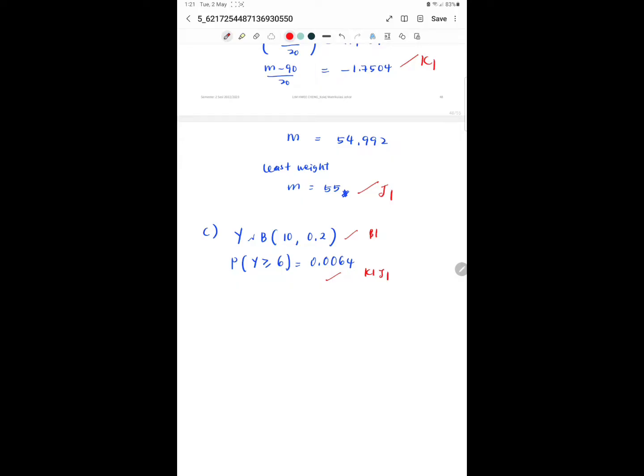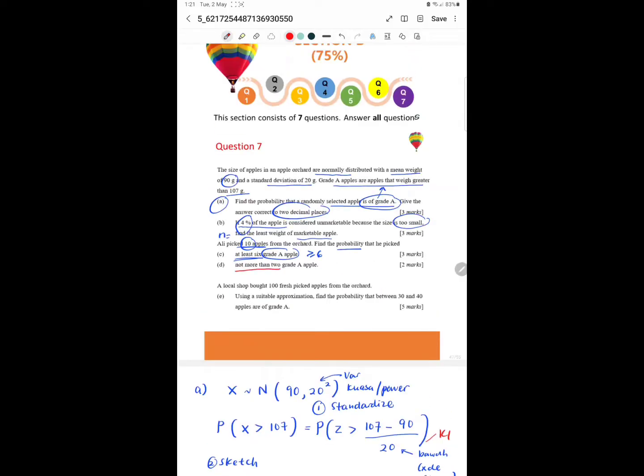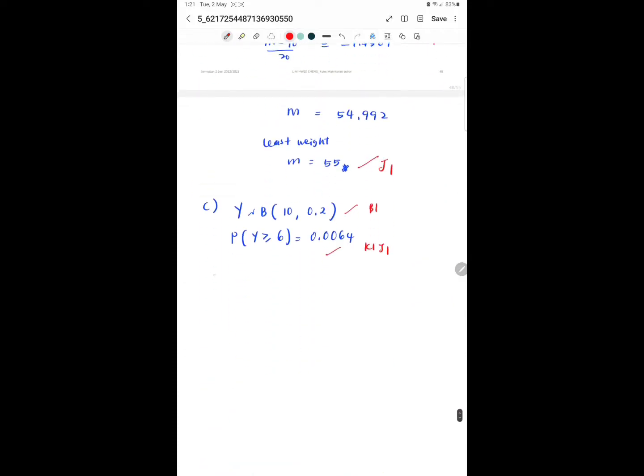Okay, next question: not more than 2. If it's not more than 2, we write less than or equal to 2, because we cannot have more than 2. We cannot refer to the table directly, so we use 1 minus Y more than or equal to 3. Only then can we refer to the table for binomial, 0.3222. The final answer will be 0.6778. So the marks here will be K1 and then J1.